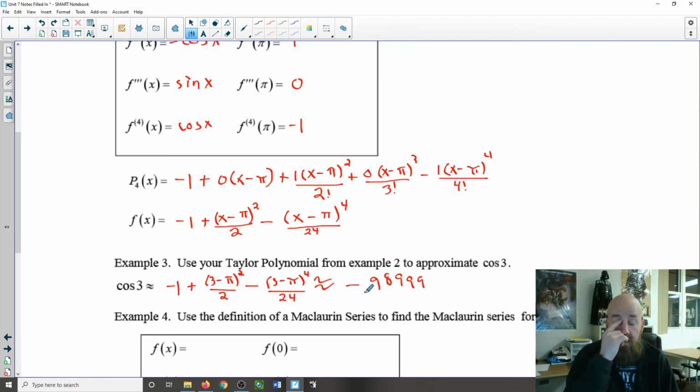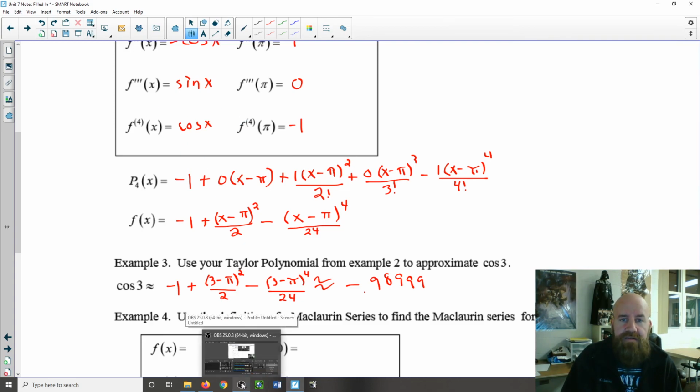If you typed cosine of 3 into your calculator, it equals this value. All right, I'm going to stop and I'll do another video for the next couple examples.